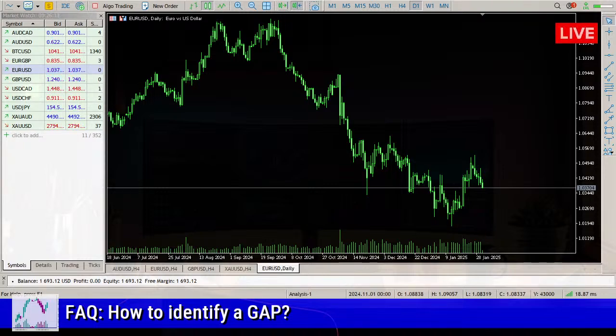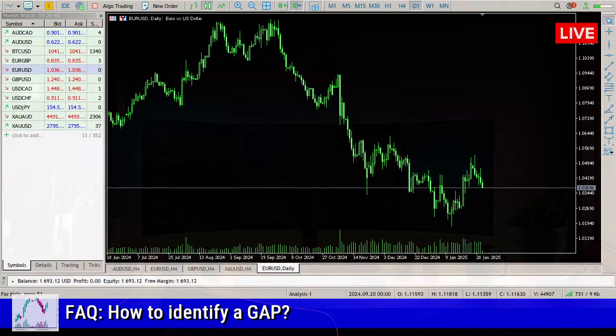Okay, I try to explain about how to identify a gap first. There is a delay here, so need to be more patient. Okay, before we start with gap identification, mostly we have to look at a strong time frame. For example, I'm using a daily chart here.